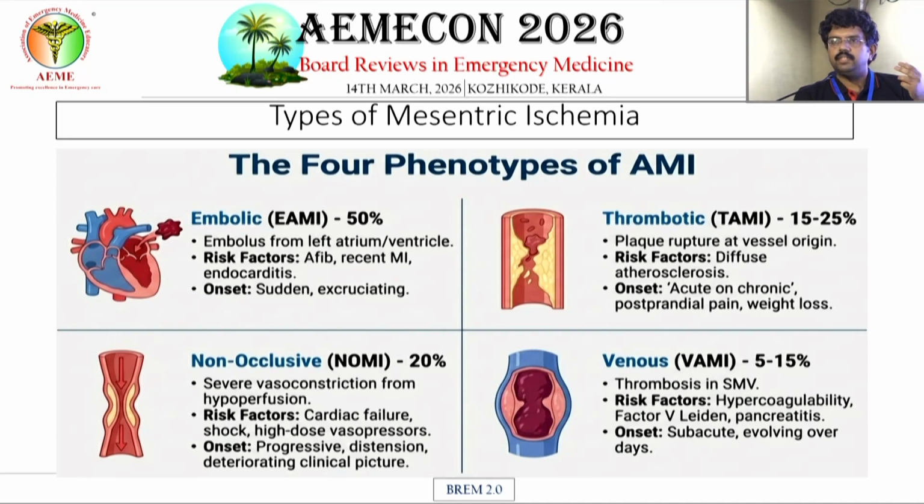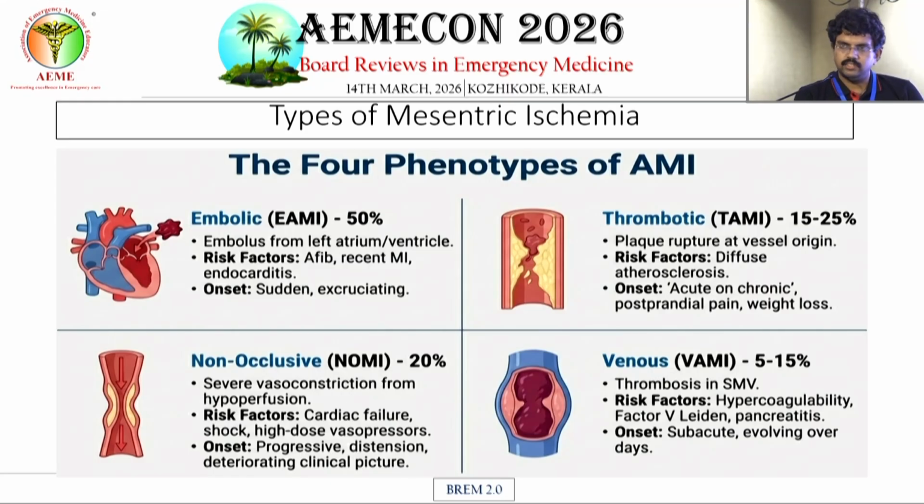In the second subset, that is thrombotic arterial mesenteric ischemia, it will be in a cardiovascular patient where there is diffuse atherosclerosis due to plaque rupture. They present with acute and chronic postprandial pain, and because of postprandial pain, he will eat less. There will be weight loss also.